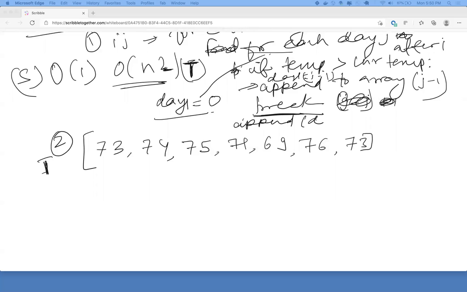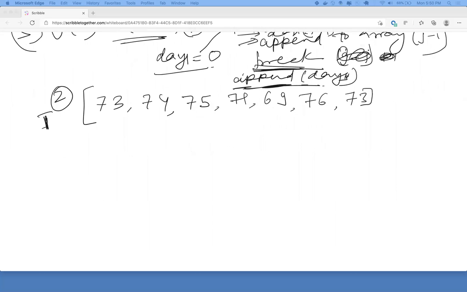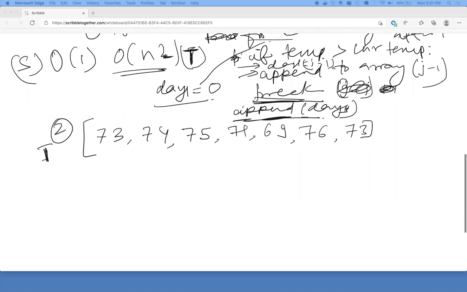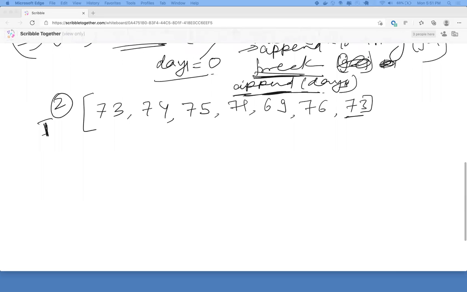Right, because if it has not even gone into the if condition, your days will not update, and it'll append 0. If it has gone inside the if condition, days will get updated to j minus i. You break out of it, and at the end you append. Is that clear, or should I write that code for you? No, it's clear, but you're appending 0 every single time you're in the loop. So what if I'm at the end as well?